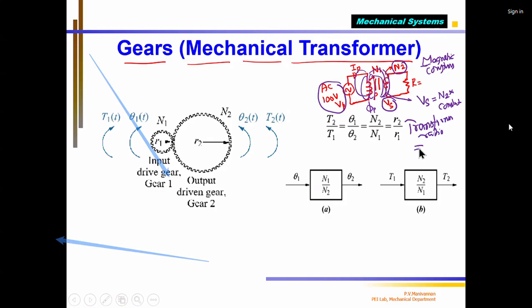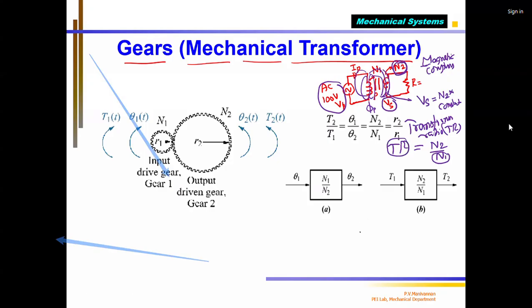Transformer ratio in a transformer is nothing but N2 divided by N1, called TR for short. Transformer ratio is given as N2 over N1, where N2 is the number of secondary turns and N1 is the number of primary turns. Once you know these two things, you automatically know the transformer ratio.